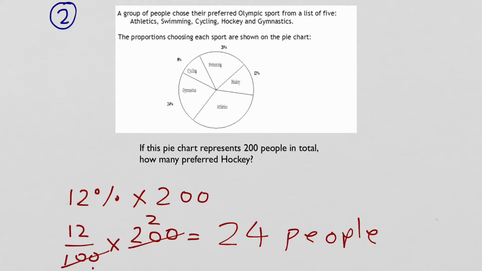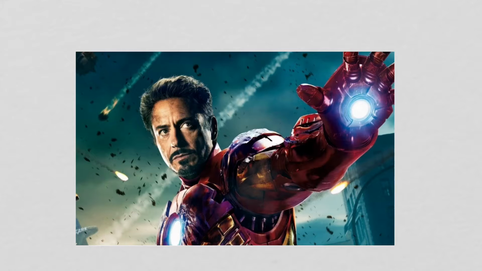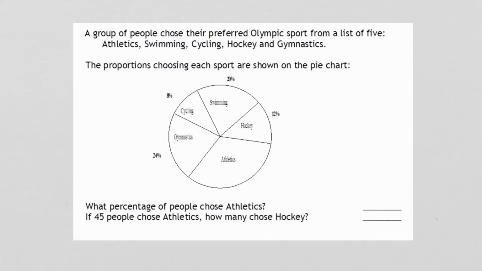So now, you think you know it all, but do you? Let's see if you can really master pie charts like Iron Man here. Have a go at this question. So I've taken the same pie chart, but I've changed the numbers around. So you're going to have to forget about the last one and have a go at this one. So the question is, what percentage of people chose athletics? And secondly, if 45 people chose athletics, how many chose hockey? Okay, so pause the video, have a go. Remember that your numbers will be different to the question from before, and then I will show you how I did mine. Okay, good luck.